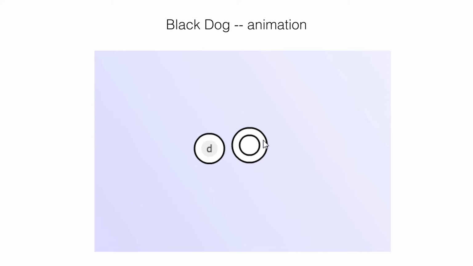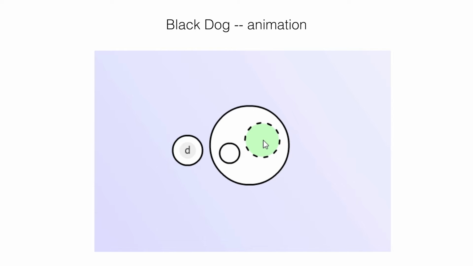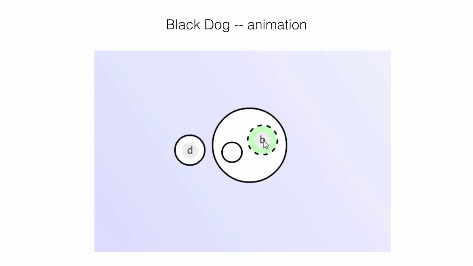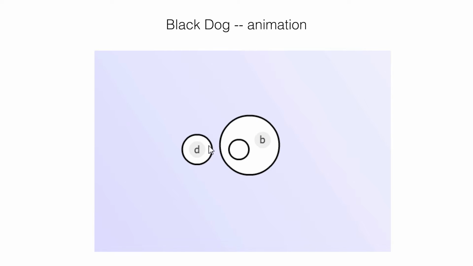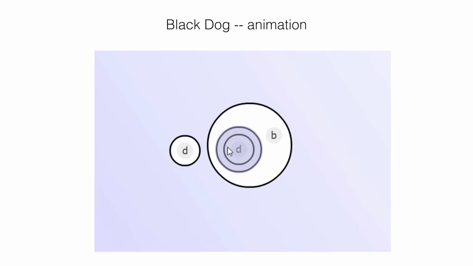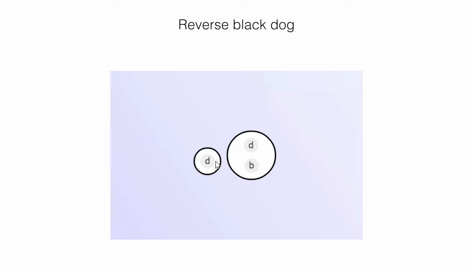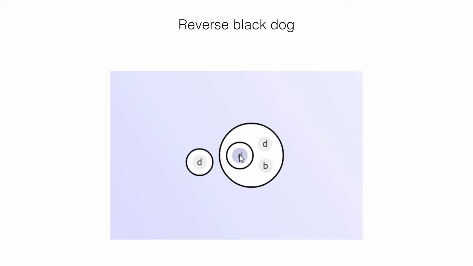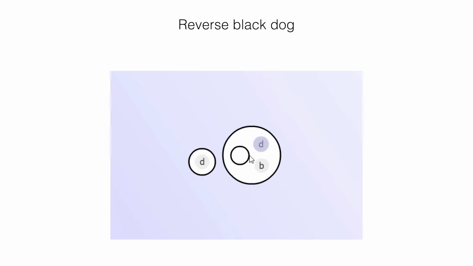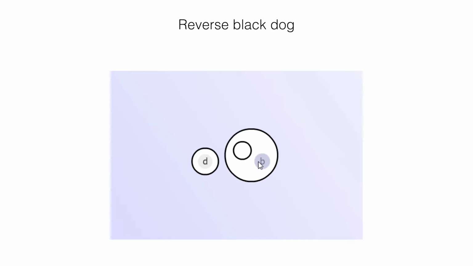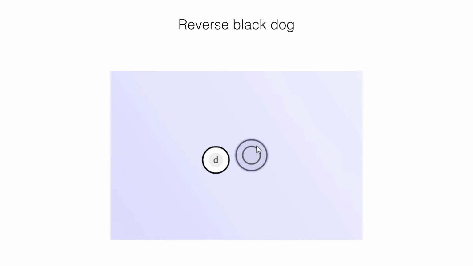Animation of the same thing happening. And once again, of course, we can all go to the website and, especially now that we're trained, we can play with the software. Yes, right. Black dog in reverse. This shows how dog in a circle can kill black dog. Eliminates it. Poof.